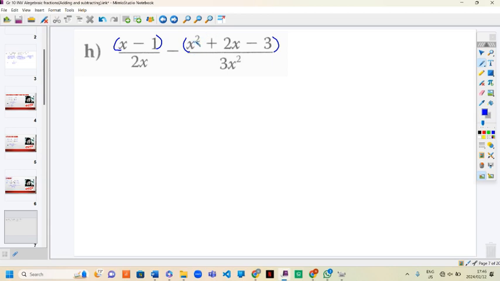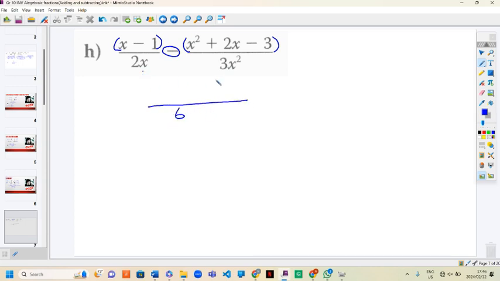Now I see I'm minusing, so I'm adding and subtracting fractions. That means the first thing I need to get is a common denominator, a lowest common denominator. I see that there's a 2, there's a 3, and there's x squared. I've done an example like this in the previous ones. Look at just the numbers. 2 and 3, what's the lowest number that 2 and 3 can go into? It's 6. Very good.